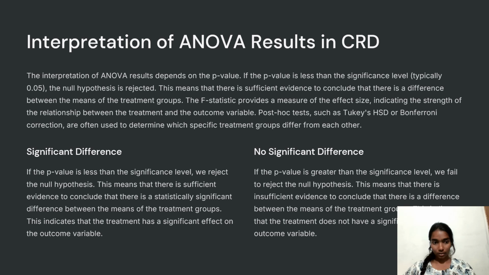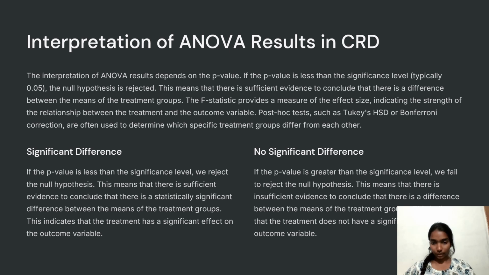Significant difference. If the p-value is less than the significance level, we reject the null hypothesis. This means that there is sufficient evidence to conclude that there is a statistically significant difference between the means of the treatment groups. This indicates that the treatment has a significant effect on the outcome variable.